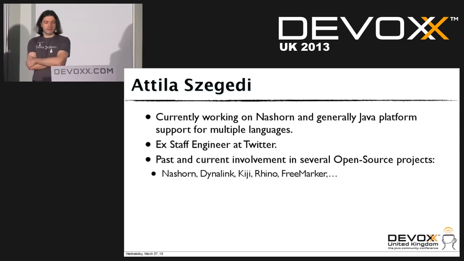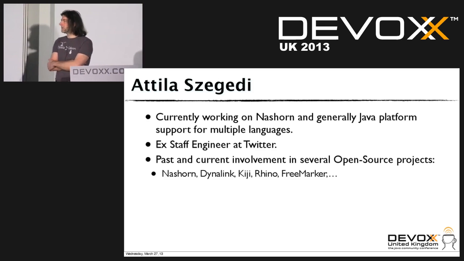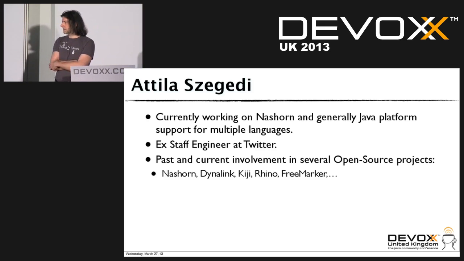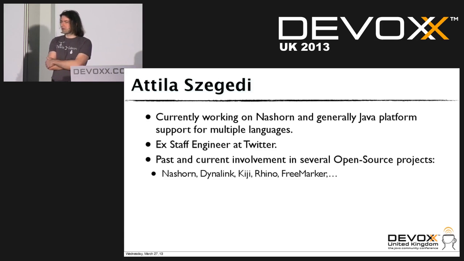Before my involvement with Oracle, I used to be a staff engineer at Twitter. I also, in the past and currently, am involved in several open source projects. Now, obviously, I'm involved with Nashorn, which is an open source project. I am involved with another thing that's named Dynalink, which is a little bit like the DLR on the .NET, and I will actually spend a few words on it. This is again well within the story of interoperability between different languages on the JVM.